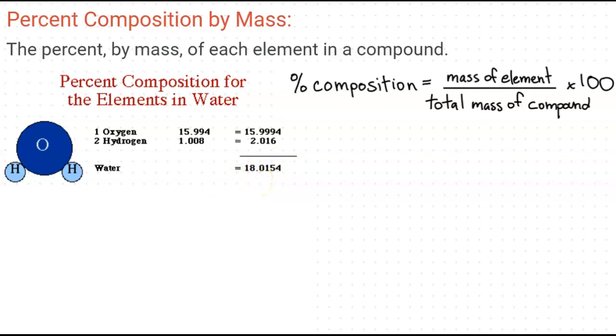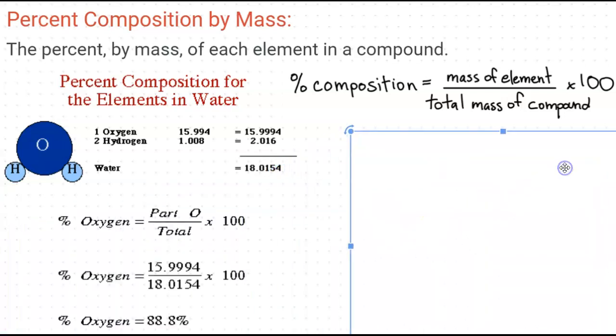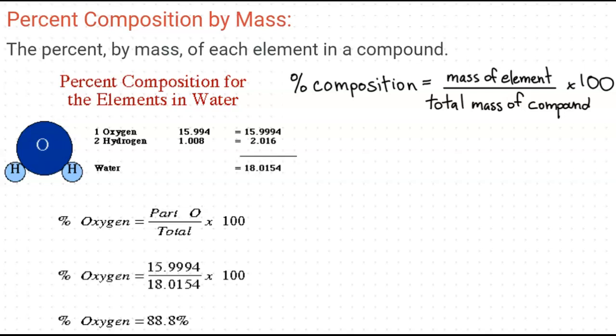So to calculate the percentage of each element in water, we simply take the mass of that element. For the first one, we're going to look at oxygen. All right, so I take the percentage of oxygen. It's the part that is oxygen over the total mass. So the part that was oxygen was 15.994 divided by the total mass of water, which is 18.02. And that gives me 88.8% oxygen.